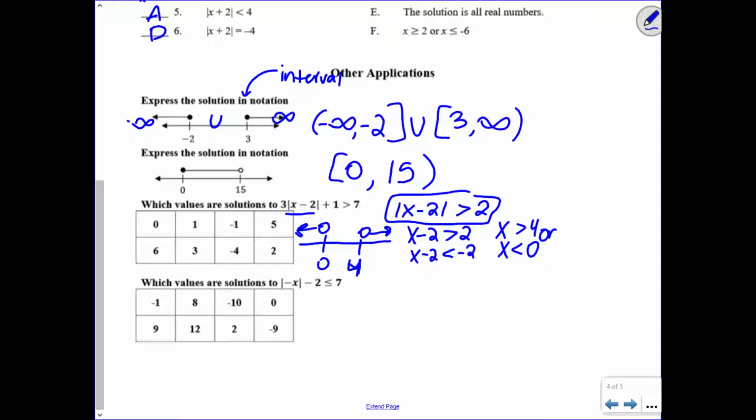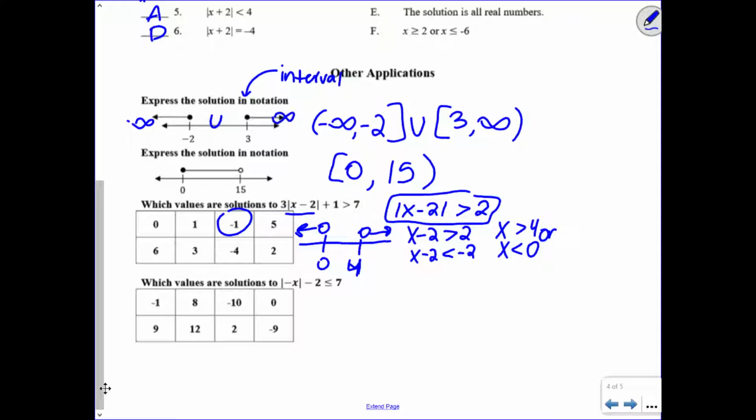Now we're going to go through and circle all the numbers that would be included in our graph. Is 0 a solution? Why not? Because it's an open circle, not equal to 0. Do not choose 0. What about 1? 1's in this little section right here that's not part of the solution, so I wouldn't choose 1. What about negative 1? Is negative 1 over here with the arrow?